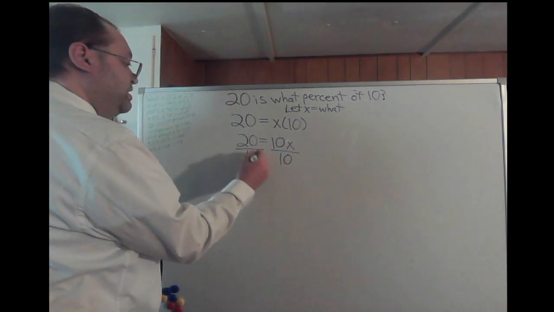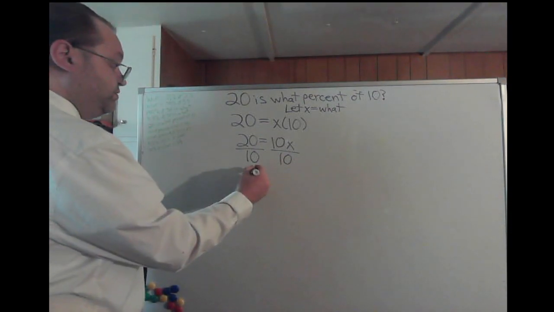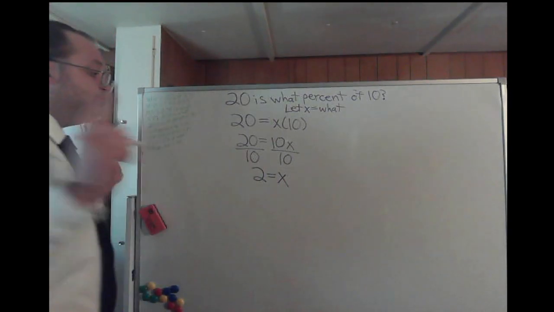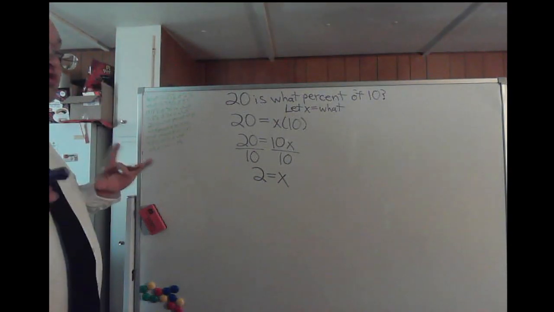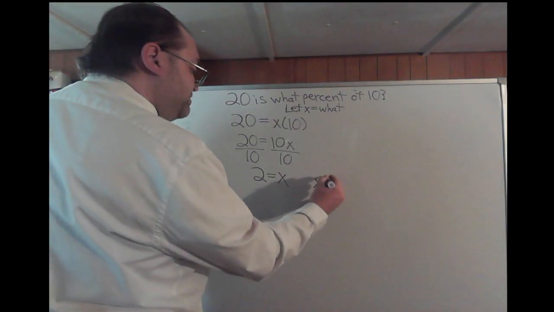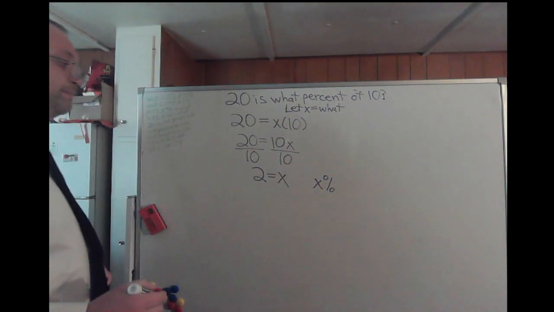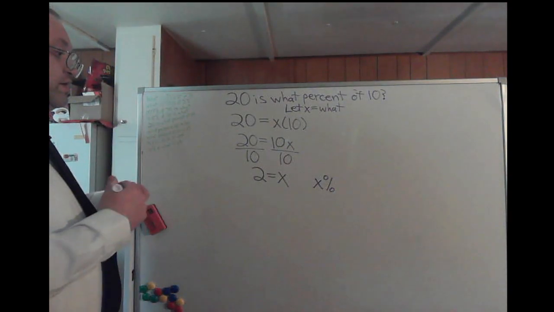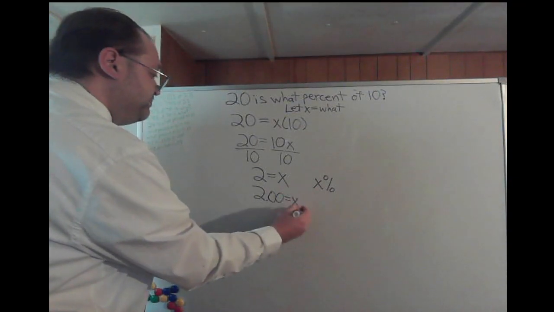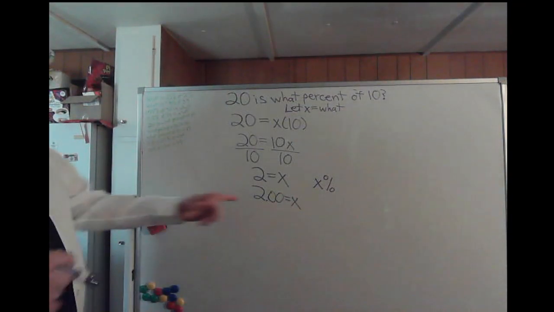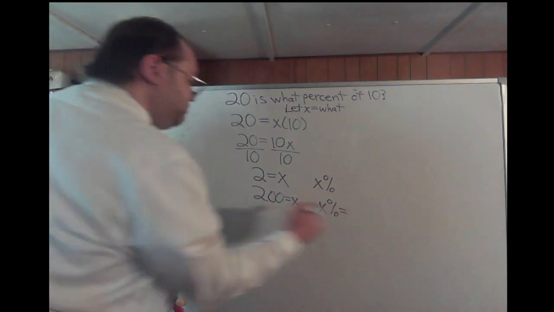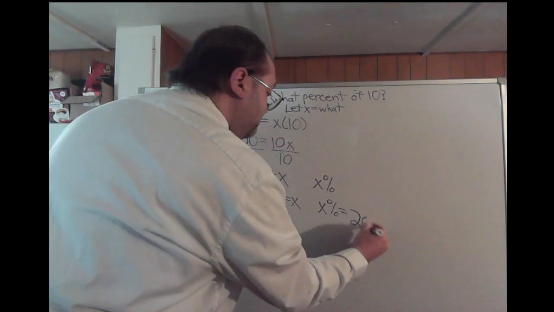20 divided by 10, that's 2. 10 divided by 10 is 1, so you'll have 1x. Well, x equals 2, but that doesn't mean it's 2%. You want to find x percent. That's what you want to find. Well, we know that 2.00 equals x. In order to convert that to a percent, you got to move it 2 decimal places to the right. So x percent, you move it 2 decimal places to the right, that's going to be equal to 200%.